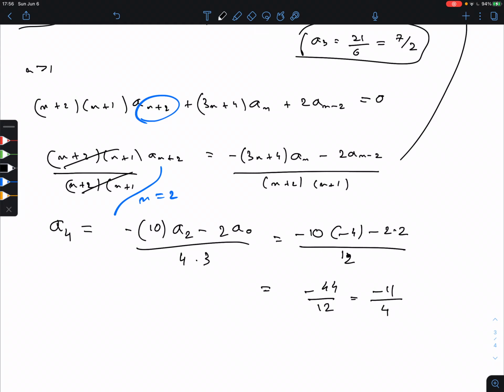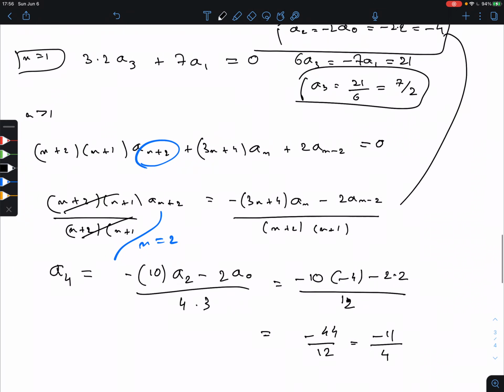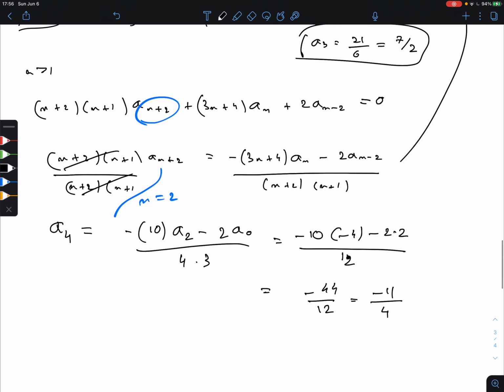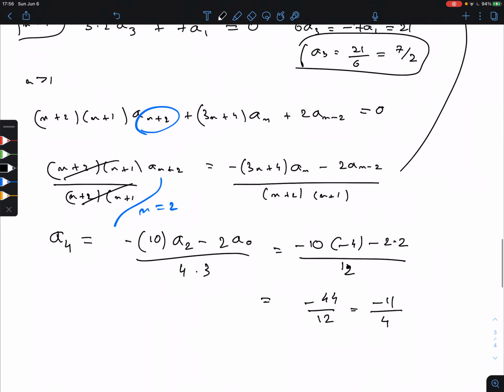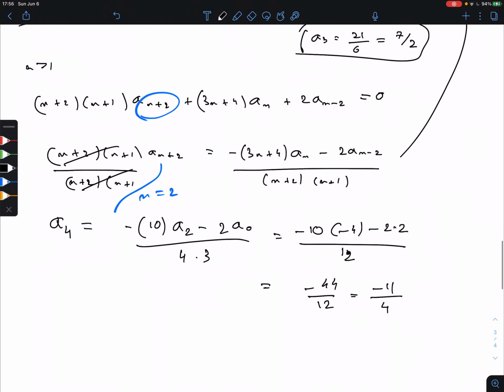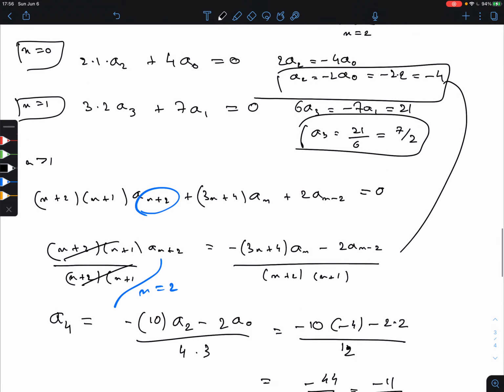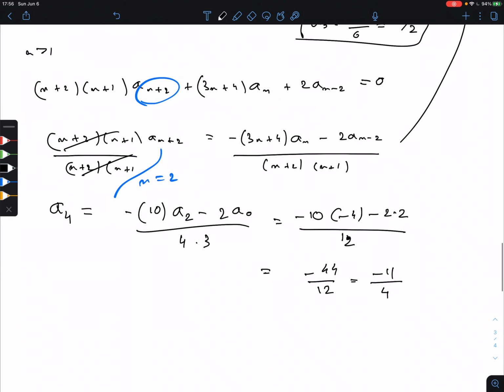And somehow that's not what it is. Why did I plug in wrong? 7/2, that's what's correct. A0 was 2, yeah, and this was negative 3. So I plug in n equals 2, right? Let's see what I did here.